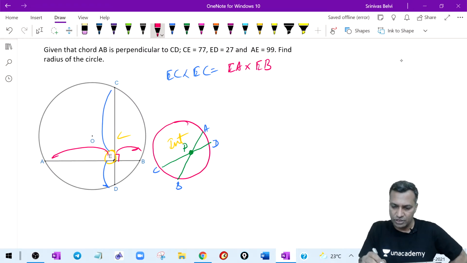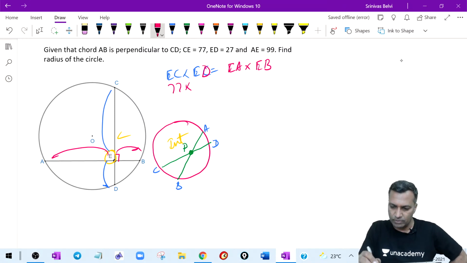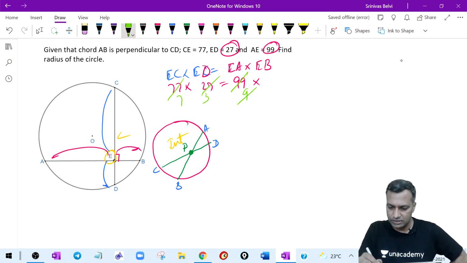Do I know the measurement of EC? Yes, 77. Plug this in. Do I know the measurement of ED? Yes, 27. Plug this in. Do I know the measurement of EA? Yes, already I know EA, 99. Plug this in. Therefore, I will get the value of EB from here. 11 9 times, 11 7 times, 9 3 times, and hence EB is 21. The measurement of EB is 21.